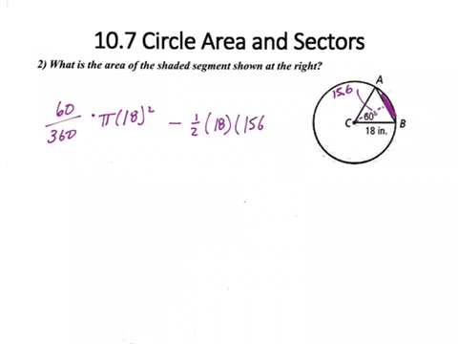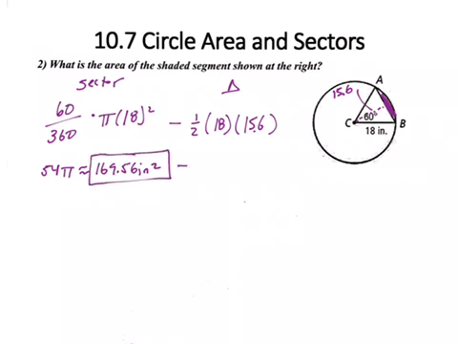Now we're going to calculate the area of our sector as well as the area of our triangle, and subtract the two to find the area of the segment. For the sector, 60 over 360 is 1/6. 1/6 times 324 times pi should give you right around 54 pi, or if you multiply it out, which we have to in this case, 169.56 inches squared.